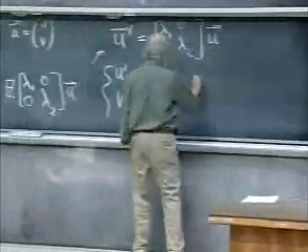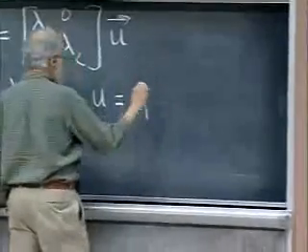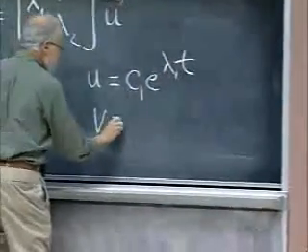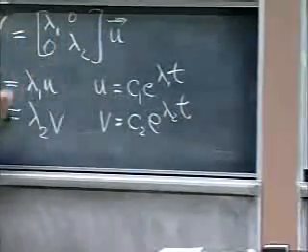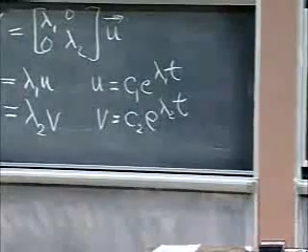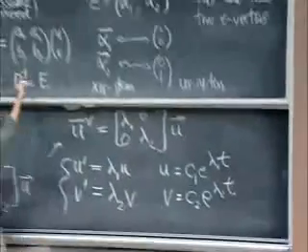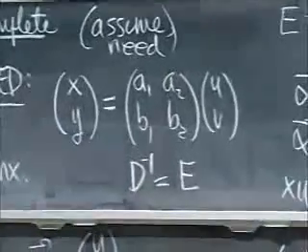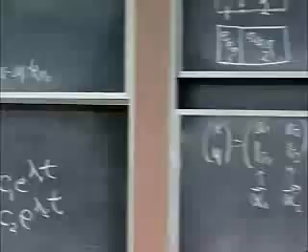And so the solution will be u equals C1 times e to the lambda 1 t, and v is equal to C2 times e to the lambda 2 t. Of course, if you want it back in terms of x and y, you'll have to go back to these equations, plug in for u and v what they are, and then you'll get the answer in terms of x and y.